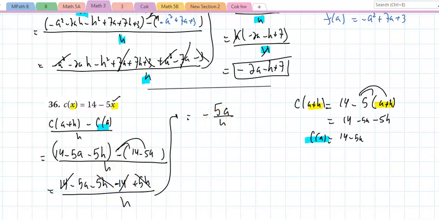Negative 5h over h. I canceled the wrong thing. Those two cancel out. So I'm left with negative 5h, that one right there, over h. Those cancel out, and there it is.